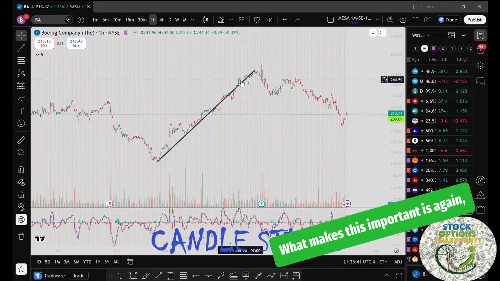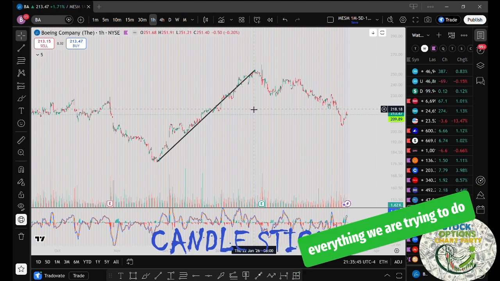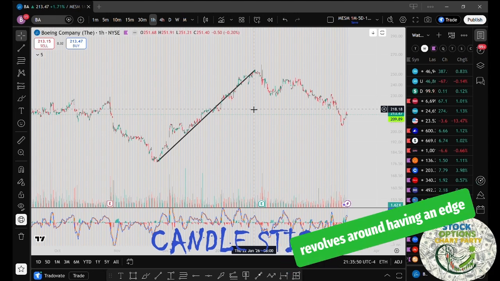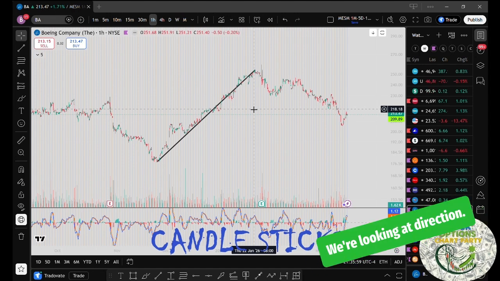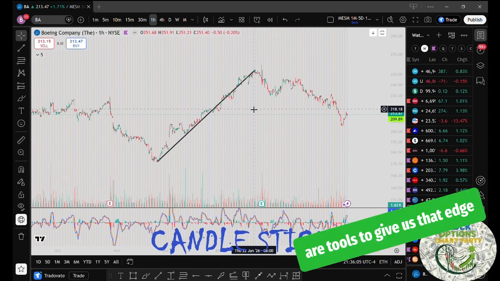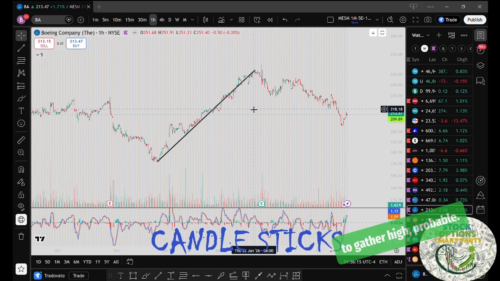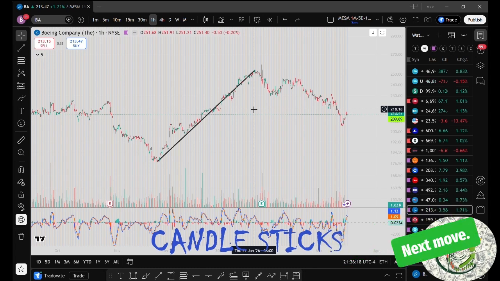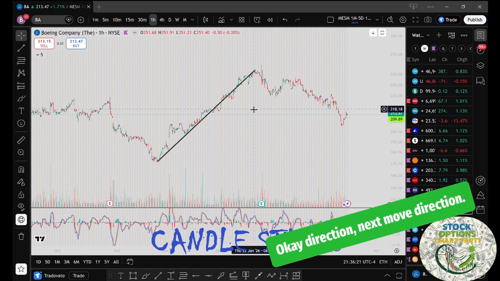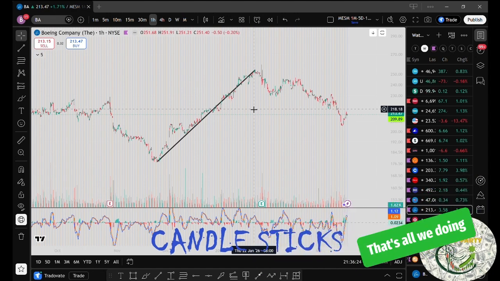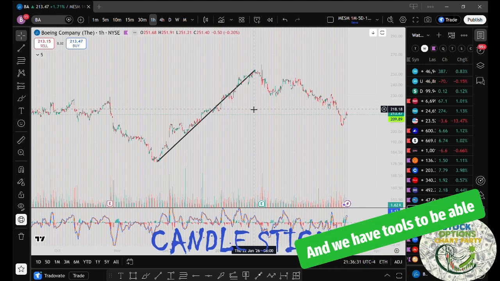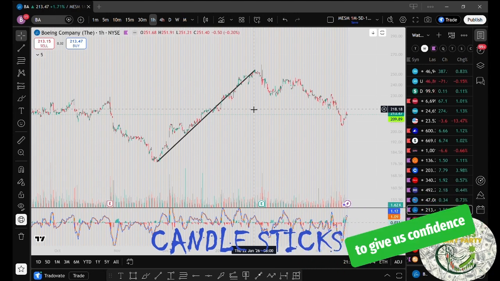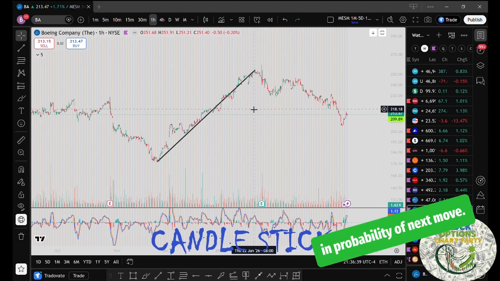What makes this important is, again, everything we are trying to do revolves around having an edge and a gauge of the stock we're looking at, direction. All the things we use are tools to give us that edge, to gather high probable next move. Okay? Direction. Next move, direction. That's all we're doing when evaluating the chart. And we have tools to be able to give us confidence in probability of next move.